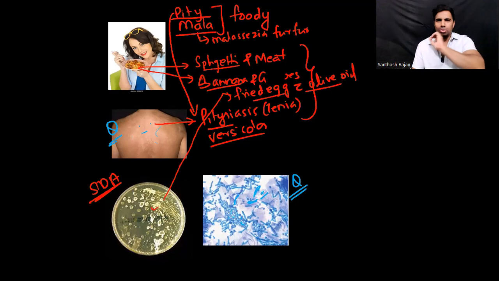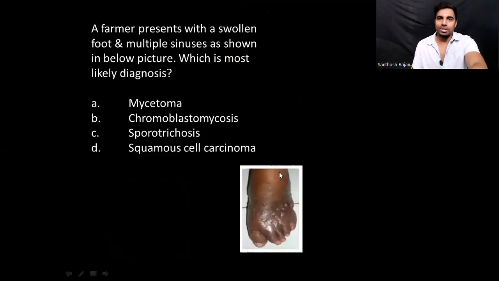Got it? So easy. Mala is perfect. There's no chance you'll make a mistake. Pitti Mala has a hypopigmented rash and keeps itching. Remember, she's a dirty girl, she doesn't bathe much, so it keeps coming back. But she loves to eat all the delicious food: spaghetti and meatball, banana and grapes, and fried egg with olive oil. Very simple. Pityriasis versicolor. You can expect this question, it's the examiner's favorite. Many times asked. So remember this.